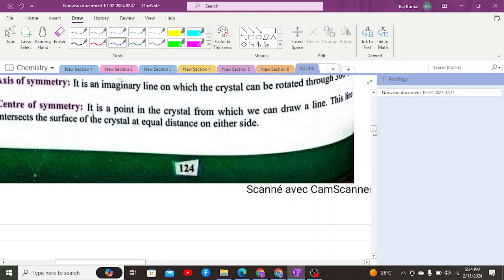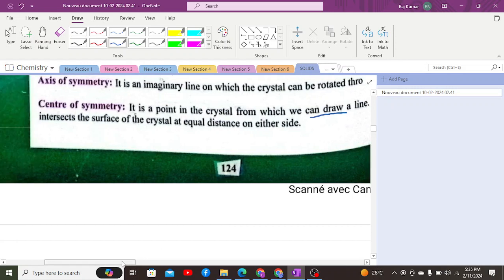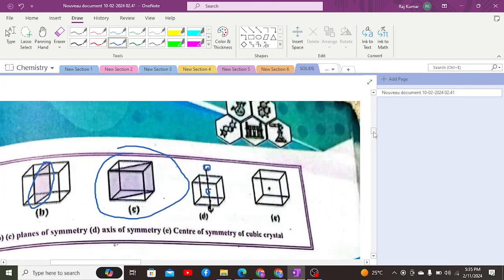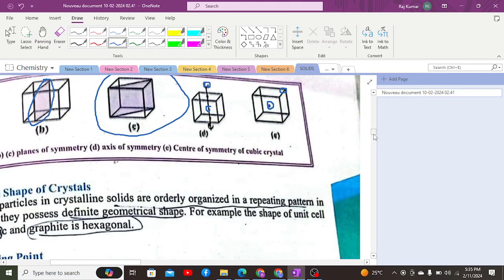After that, the center of symmetry is a point in the crystal from which we can draw a line. This line intersects the surface of the crystal at equal distance on either side, such that this is a central atom. Let's suppose this is the center of symmetry, and from that center, all other edges as well as all other corners and faces are at equal distance. This is known as the center of symmetry, along with the axis of symmetry and plane of symmetry.